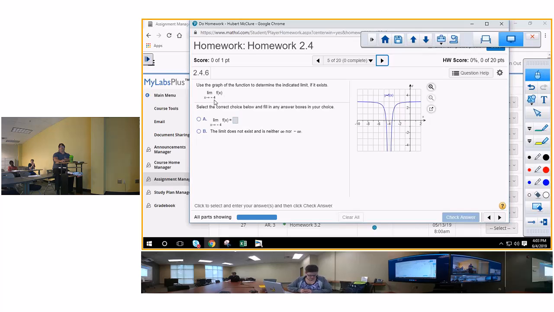Okay, this one is a good one. This one is a good test question because it's a graphing question, a graphing limit question. What is happening when you approach x equals -4 from either side? Negative infinity, because you're going which way? It's pretty simple. Are you going up or down?